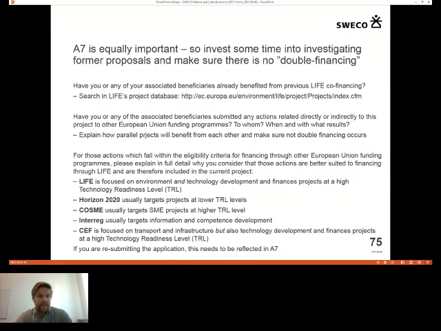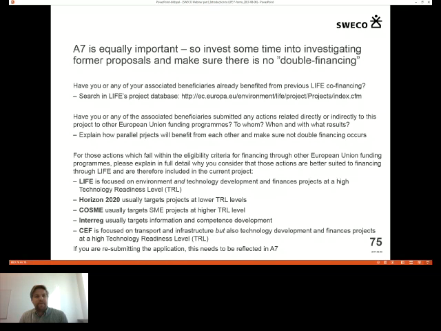Have you or any of the associated partners submitted any actions related directly or indirectly to this project to other European funding programs? To whom, when, and with what results? So if any of the organizations are running parallel projects, which have financing in one way or another from the European Union, or also include the regional development funds that are available, that can sometimes seem like local funding, you need to indicate this here.